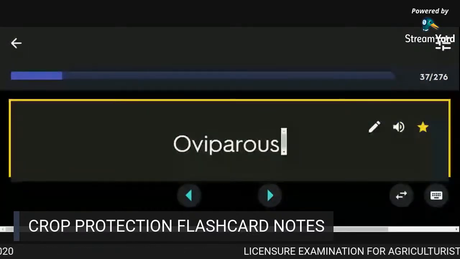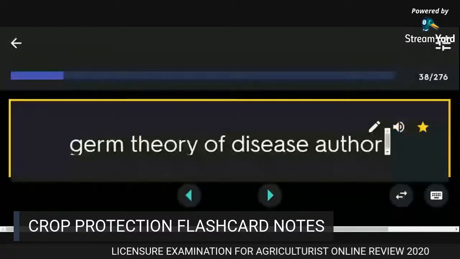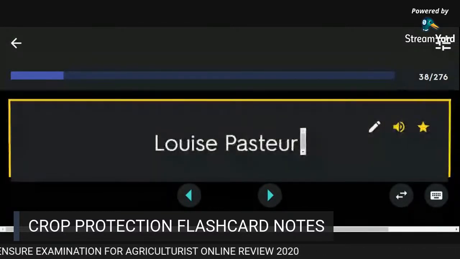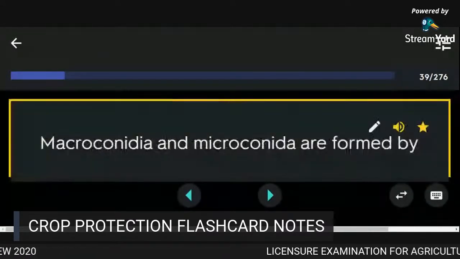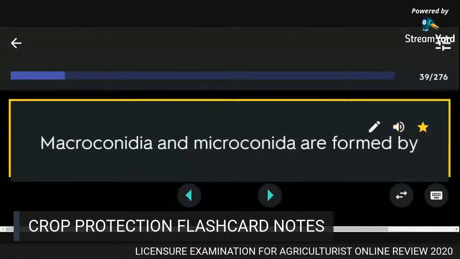Germ theory of disease author: Louis Pasteur. Macroconidia and microconidia are formed by Fusarium spp.